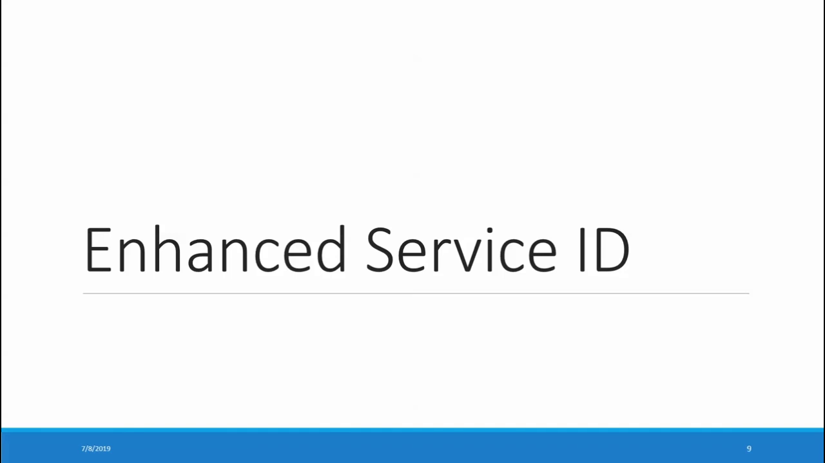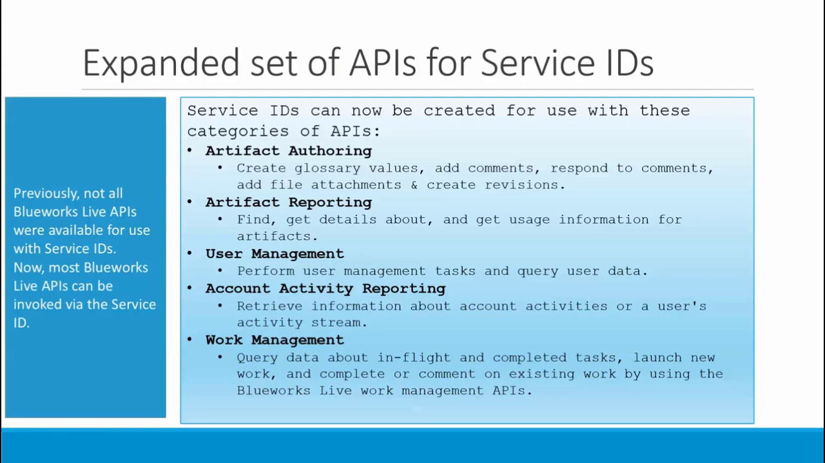And when the program calls the Blueworks Live APIs, it can use a service ID, which uses OAuth 2 instead of authenticating with a Blueworks Live user ID and password. And service IDs are created by the account admin on the account information tab. So it's something that your admin's got to do, and it happens at the account level.